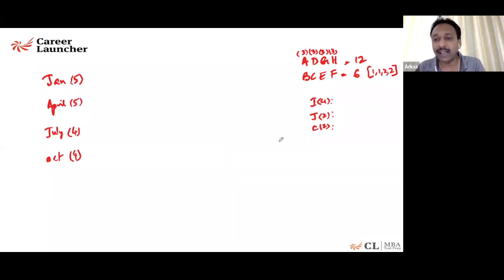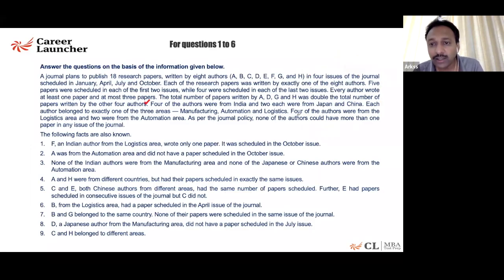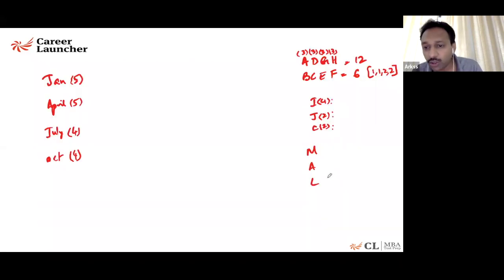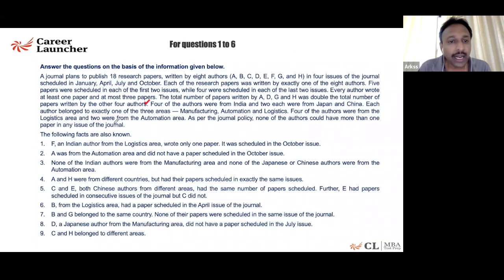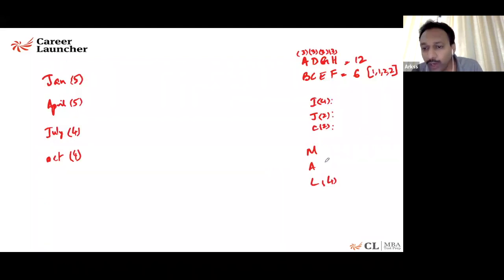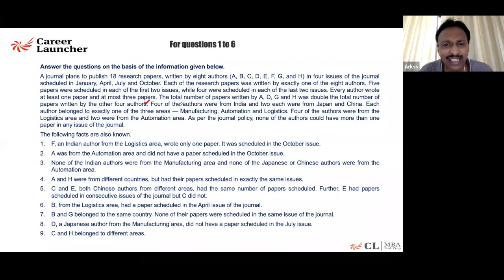So M, A, and L: manufacturing, automation, and logistics. And here, what is it? 4 of the authors were from logistics. So this is 4. And 2 were from the automation area. If 2 were from the automation area, clearly manufacturing also will be 2. You need to remember the numbers: manufacturing, automation, and logistics. This is India, Japan, and China. Nothing else is known till now.